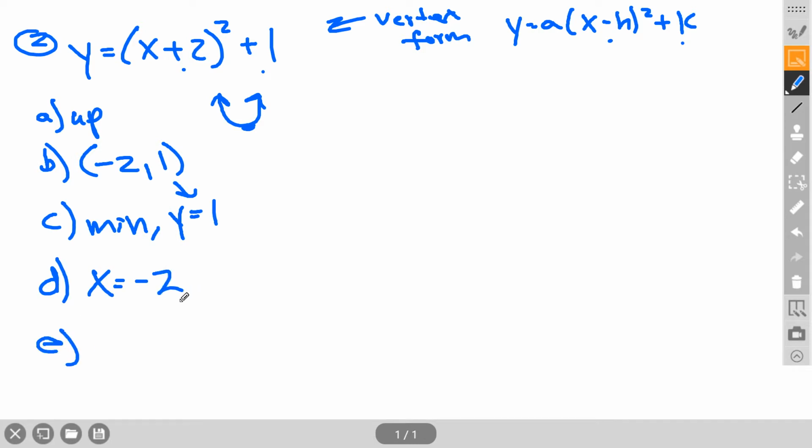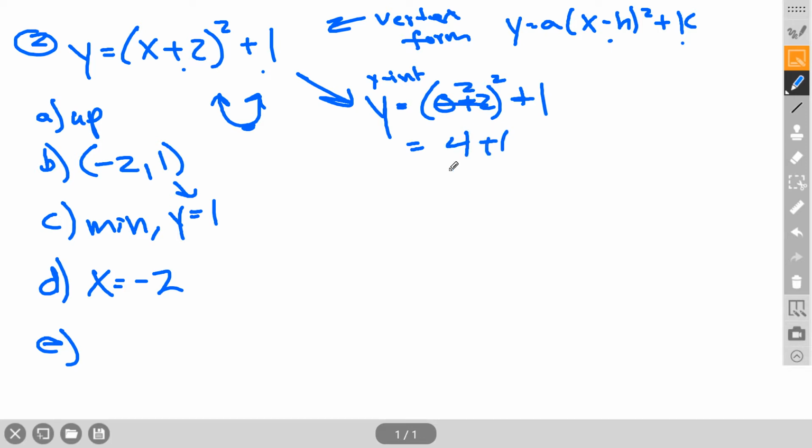E, state the coordinates of the y-intercept. Well, there's no quick way to find the y-intercept here besides plugging in 0 for the x value. So plugging in 0, instead of (x plus 2) squared, it's going to be (0 plus 2) squared, which is 2 squared, which is 4. So the y-intercept is 0, comma 5.